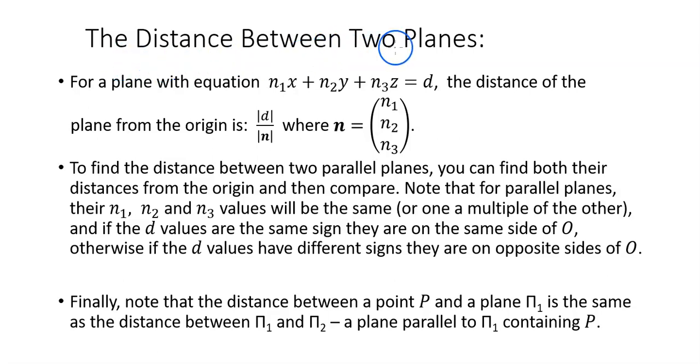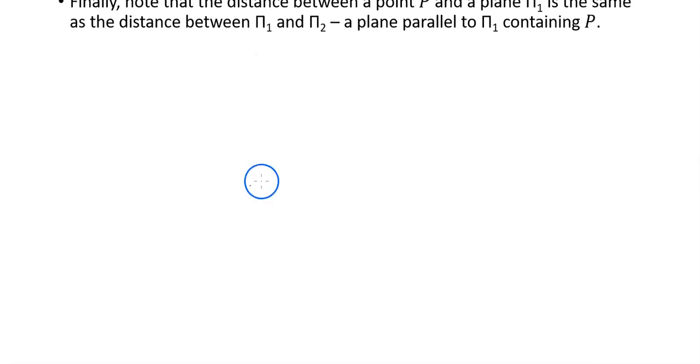The distance between two planes. For a plane with equation n1x plus n2y plus n3z equals d, the distance of the plane from the origin is the absolute value of d divided by the length of the normal vector n, where n is (n1, n2, n3), the coefficients of x, y, and z in the equation of the plane. It's fairly easy to prove that, I think.